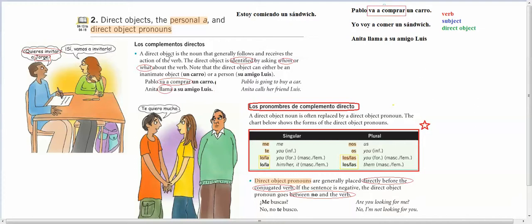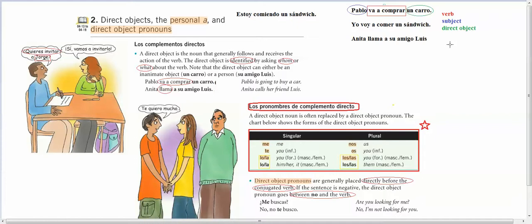Okay, so if you look over here, direct object is the noun that generally follows and receives the action of the verb. The direct object is identified by asking whom or what. And the subject usually is the who. So if I say, Pablo va a comprar un carro, who's going to buy the car? That's Pablo. He's my subject. Okay, so what is Pablo going to buy? That's my direct object. It's a car, and that's what I'm going to learn how to replace.